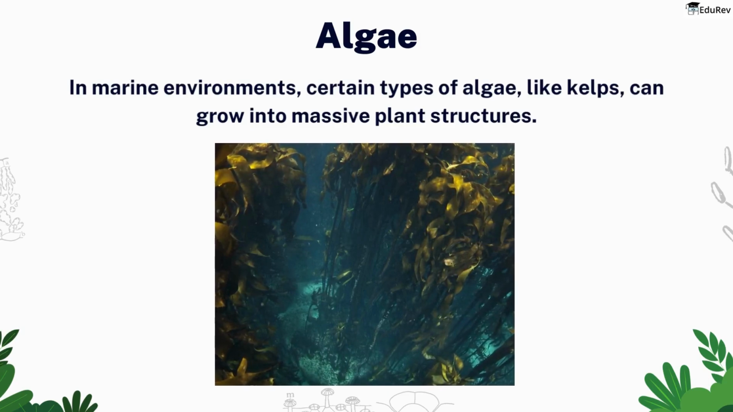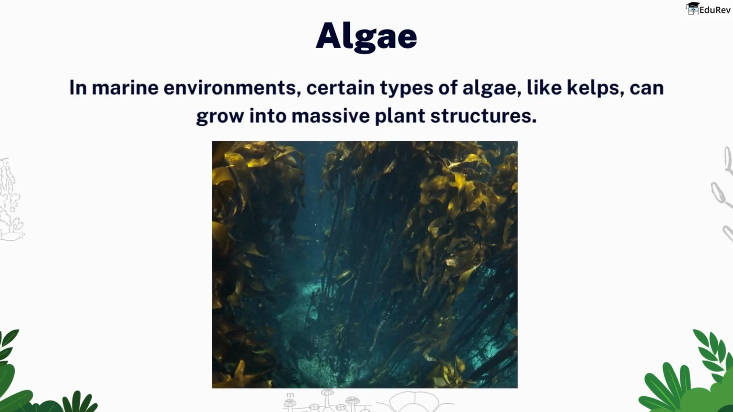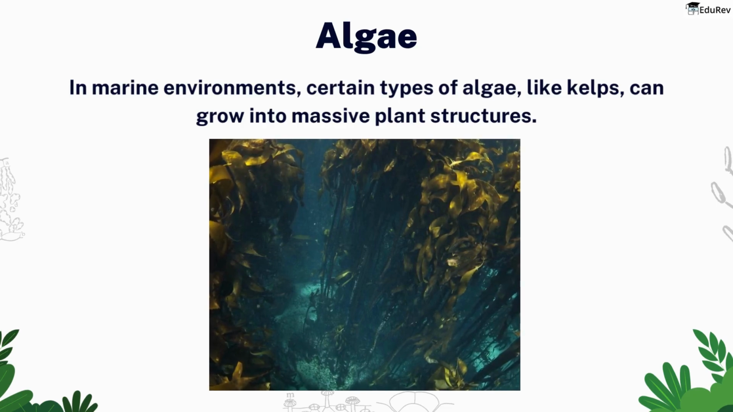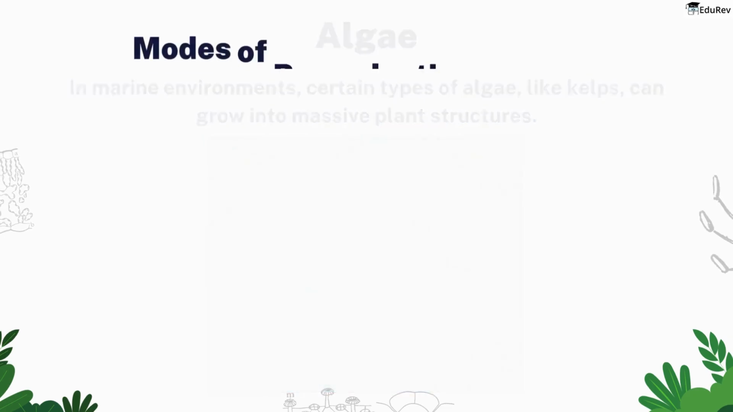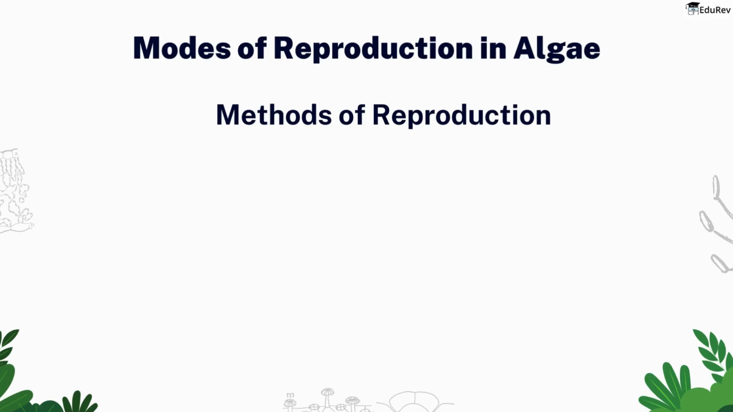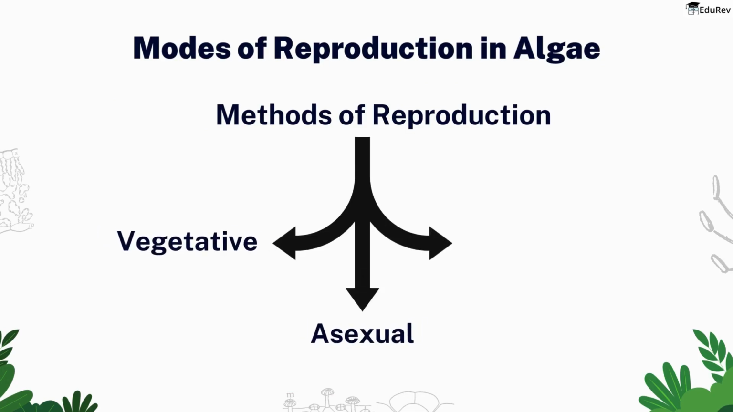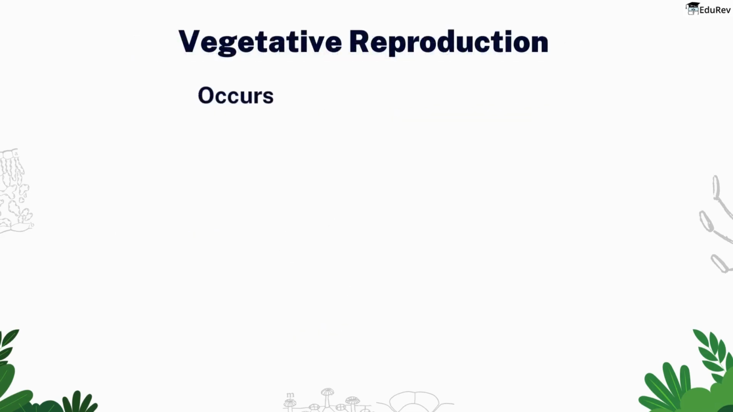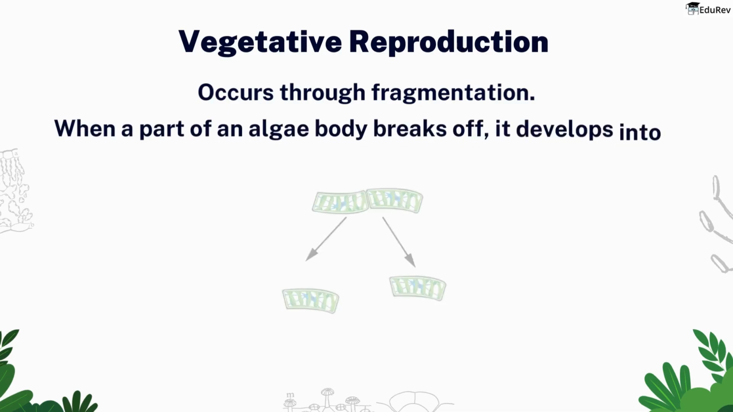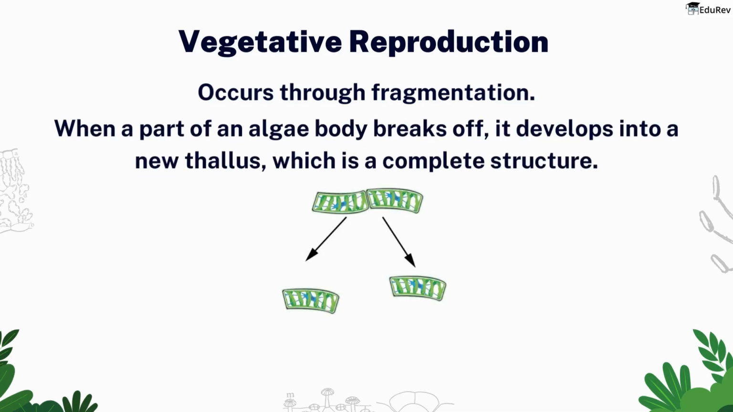After understanding the shapes and sizes of algae, let's learn about how algae reproduce. So, algae have different methods of reproduction, including vegetative, asexual, and sexual methods. Vegetative reproduction occurs through fragmentation. When a part of an algae body breaks off, it develops into a new thallus, which is a complete structure.